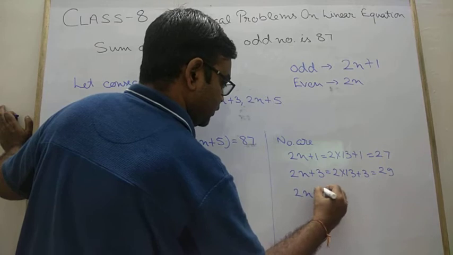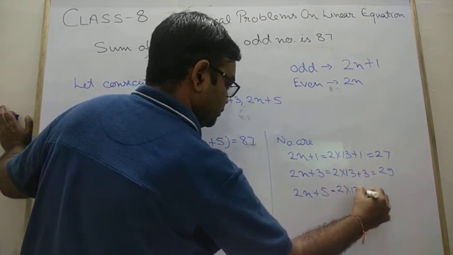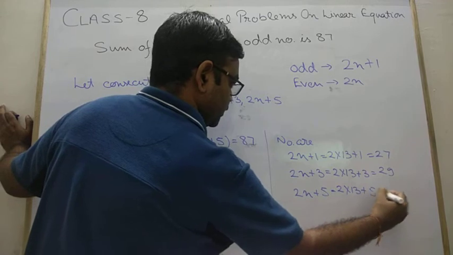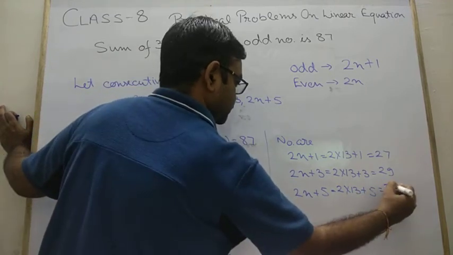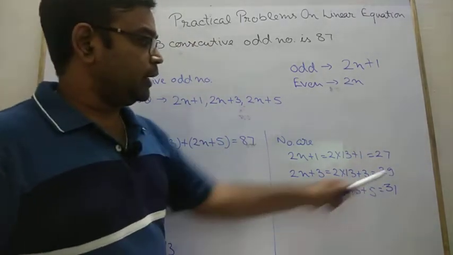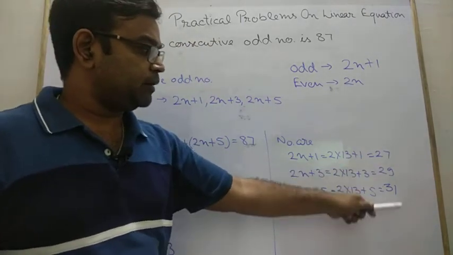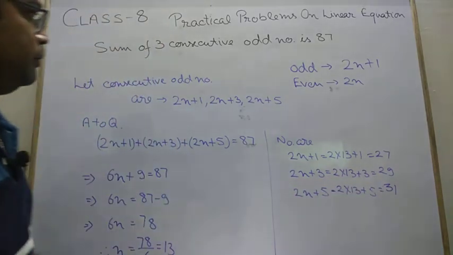2n plus 5 is 2 into 13 plus 5, which equals 26 plus 5, which is 31. Again, if you want to cross check it, 9 plus 1 is 10, plus 7 is 17, carry 1, 4, 3, 7, 1, 8, 87. So this is your perfect one.